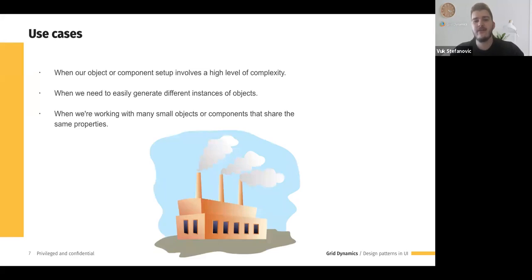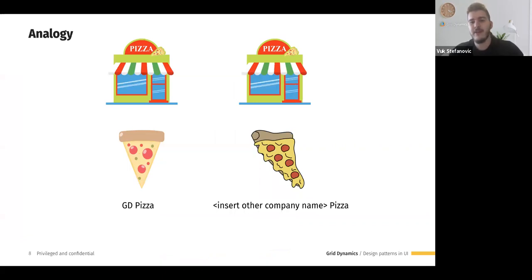So what are the use cases for the factory pattern? The factory pattern is good when we have some complex object or component set up with a high level of complexity, when we want to easily generate different instances of objects, and when we work with many objects with the same properties. But what does that mean? This is all good in theory, but maybe it would be easier to understand with an example or analogy.